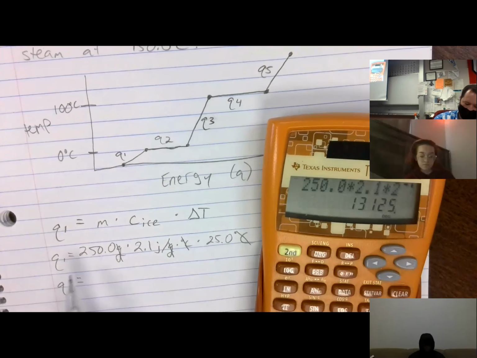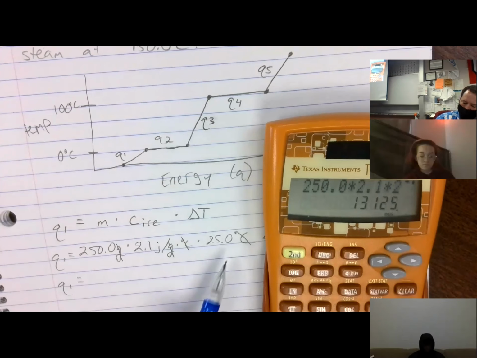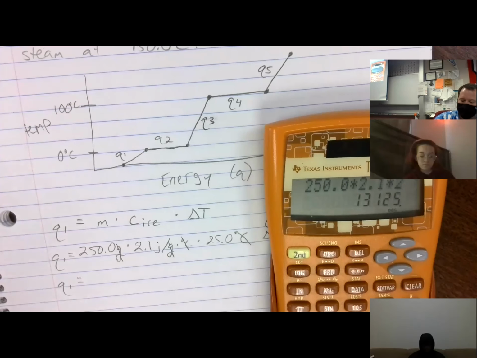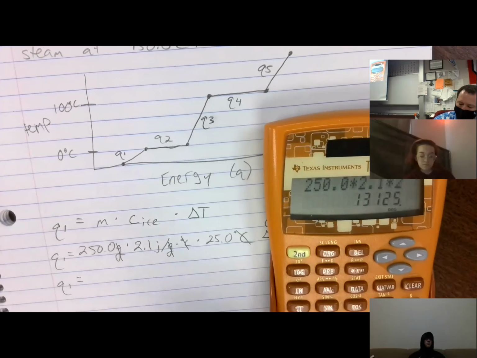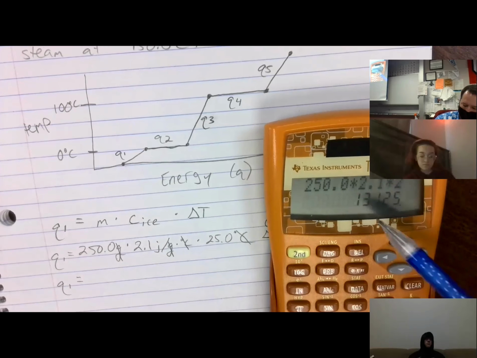13,125. Let's double check our significant digits. 4, 2, and 3. I'm going to be limited to just 2 significant digits in a multiplication problem, but I don't want to round just yet. The 1 and the 3 are the only significant ones.